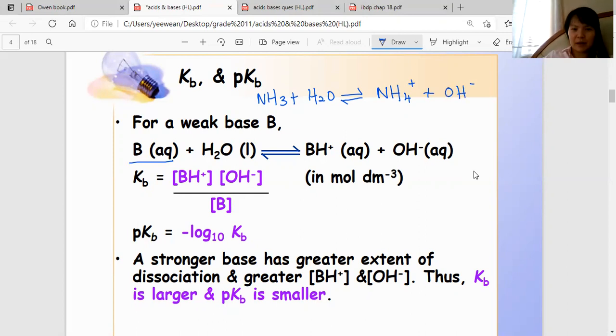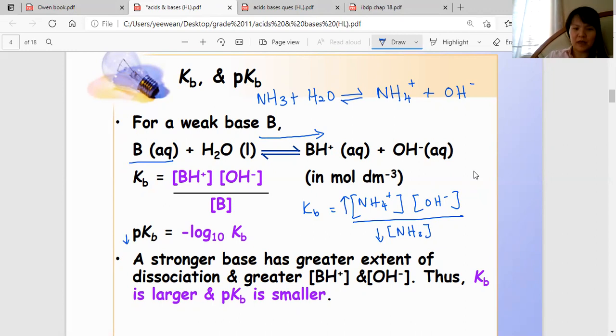Okay, so to calculate my Kb, I'm going to take the products, NH4+ multiplied by OH-, and divide by NH3. Similarly, we're not going to take the water since the water remains almost constant. So the stronger a weak base, as in the more it shifts to the right, the higher the Kb will be, and therefore the lower the pKb is going to be. So pKb, the same thing, it's going to be negative log of Kb.